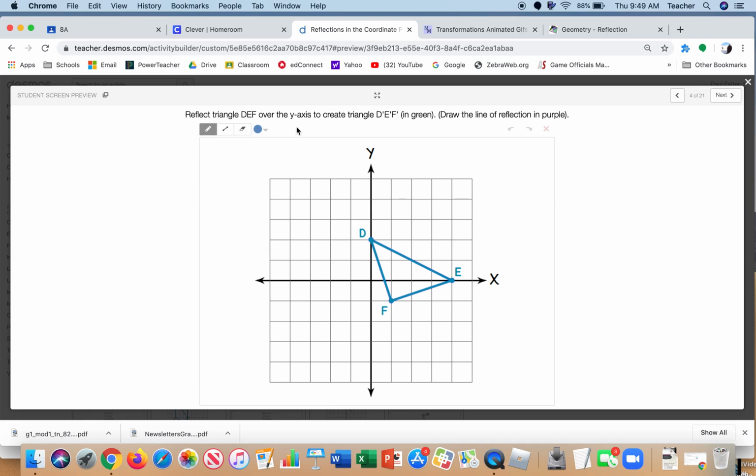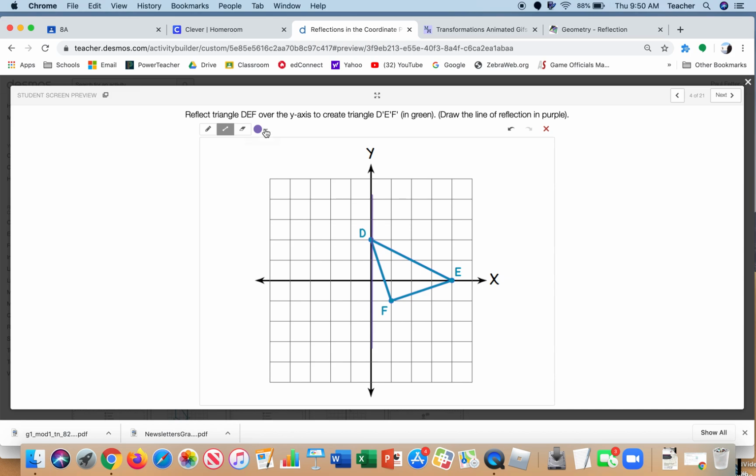Reflect triangle DEF over the y-axis, create DEF prime in green, line in purple. Again, this is the y-axis. We just did the x-axis. Now we're changing it to the y. So let me make it purple, and then I'm going to grab a line, and I'm just going to go right here along the y-axis, and I have a purple line.